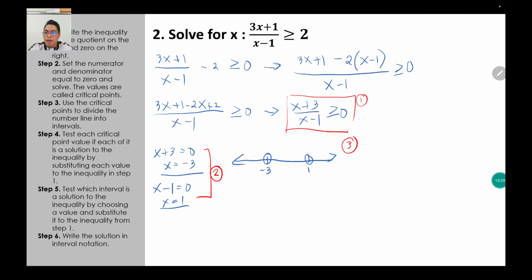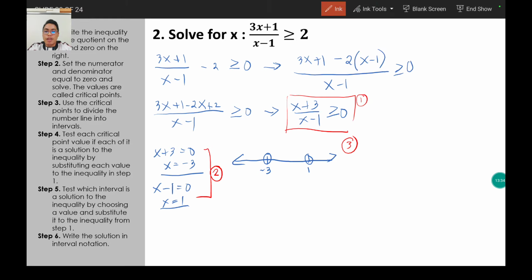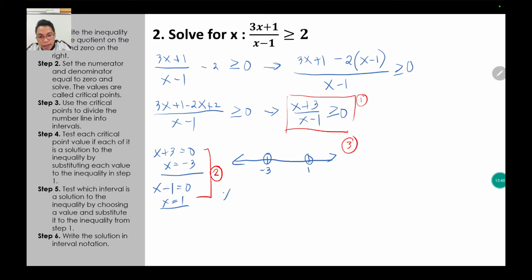Okay, step number 4. Test each critical point value. So, iti-test natin yung mga critical point value na yan. So, we solve for x = -3. Simulan natin sa x = -3. So, substitute natin siya dun sa equation step number 1. So, (-3 + 3) over (-3 - 1), is it greater than or equal to 0? So, this one is 0 over -4 greater than or equal to 0. So that is 0 greater than or equal to 0.